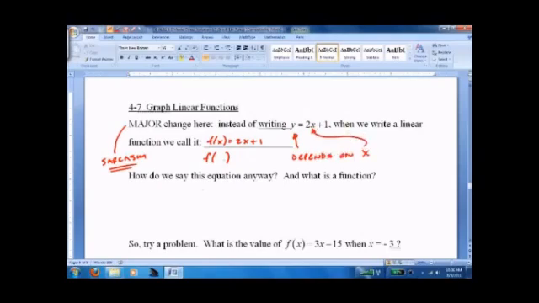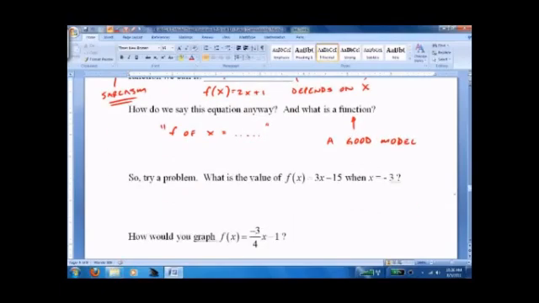So instead of writing y equals 2x plus 1, we'll say f of x equals 2x plus 1. The function depends on what we put in for x. So that's how we say it. F of x equals whatever. And a function is a good model. You will have math teachers for a long time tell you a function's this, a function's that. Try to remember, it's a good model.